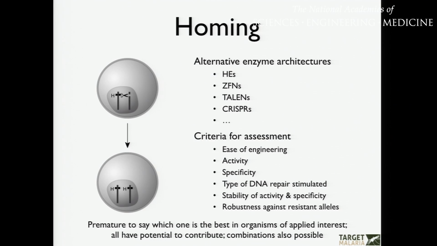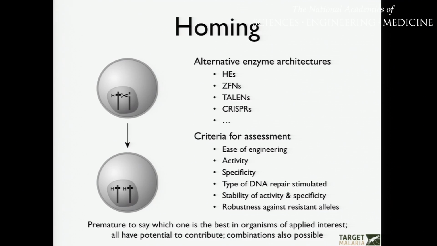So there's zinc finger nucleases, TAL nucleases, and the CRISPRs, which have gotten a lot of attention recently. And we seem to get a new architecture every 5 years or so. So 5 years from now, there could well be other ones to add to the list here. CRISPRs have been getting a great deal of attention.